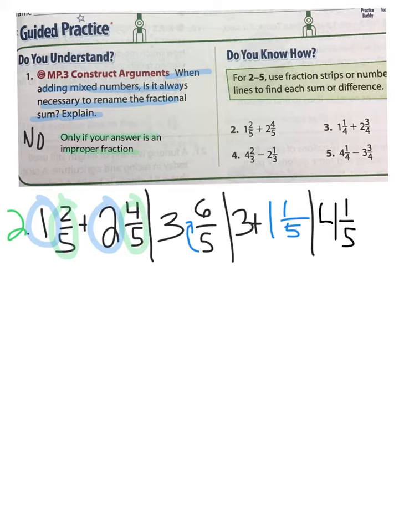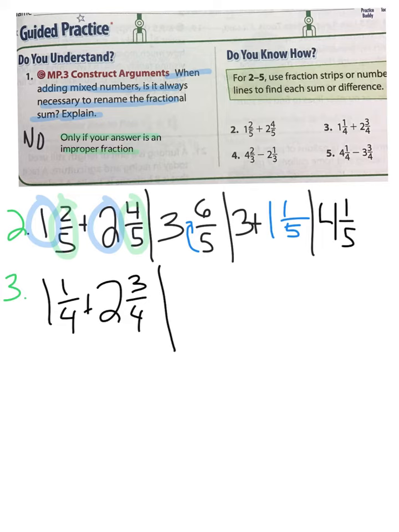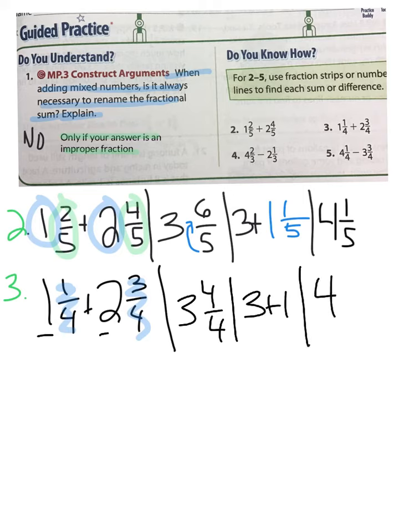Let's do number 3. So number 3, I have 1 and 1/4 plus 2 and 3/4. Okay, go ahead and draw your line. We are going to first add our fractional parts. So we have 1/4 plus 3/4. 1/4 plus 3/4 is 4/4, plus our whole numbers, 2 plus 1 is 3. So we have 3 and 4/4. So we have 3 plus 4/4 is just 1. So my answer for this one is just 4.